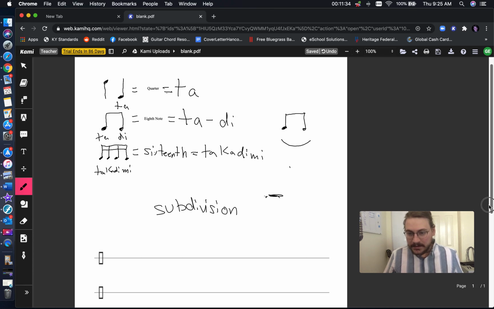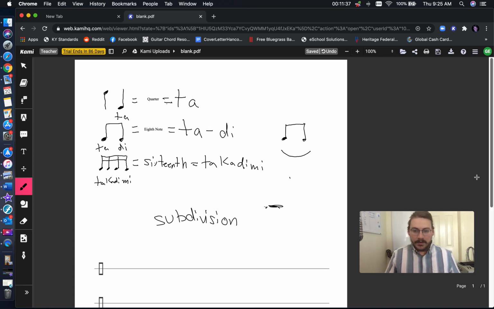Subdivision is when we start breaking things into, dividing things into two or three. So if you can think of a whole note, we can think of a beat as a circle. So that's one ta. So that's ta, ta, ta, ta. We break that in two. Just like division, we get tadi, tadi, tadi, tadi. We break that into four. We get takadimi, takadimi, takadimi, takadimi.